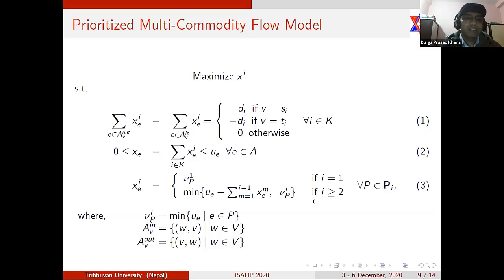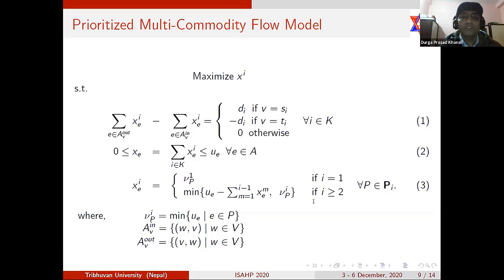In the first equation, the first sum shows the total outflow from node v, and the second sum is the total inflow to node v. That must be g_i for the source s_i, because at the source there is no incoming arc, only outgoing arcs. So the second sum will be 0, and it becomes g_i, a positive value. Similarly, at the sink it becomes minus g_i, because at the sink there are no outgoing arcs, only incoming arcs. So the first sum will be 0 and the value becomes minus g_i.